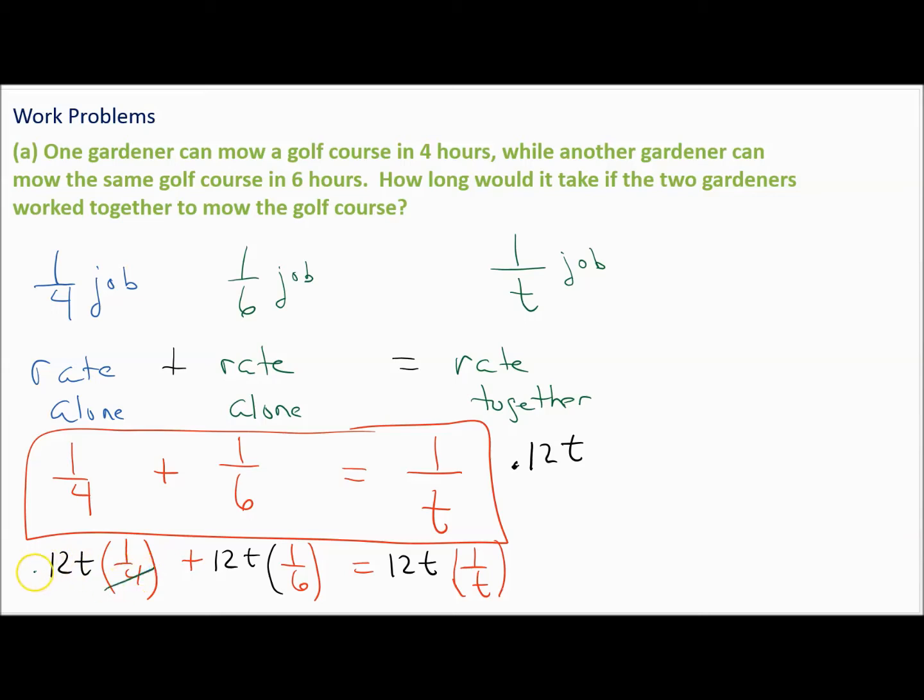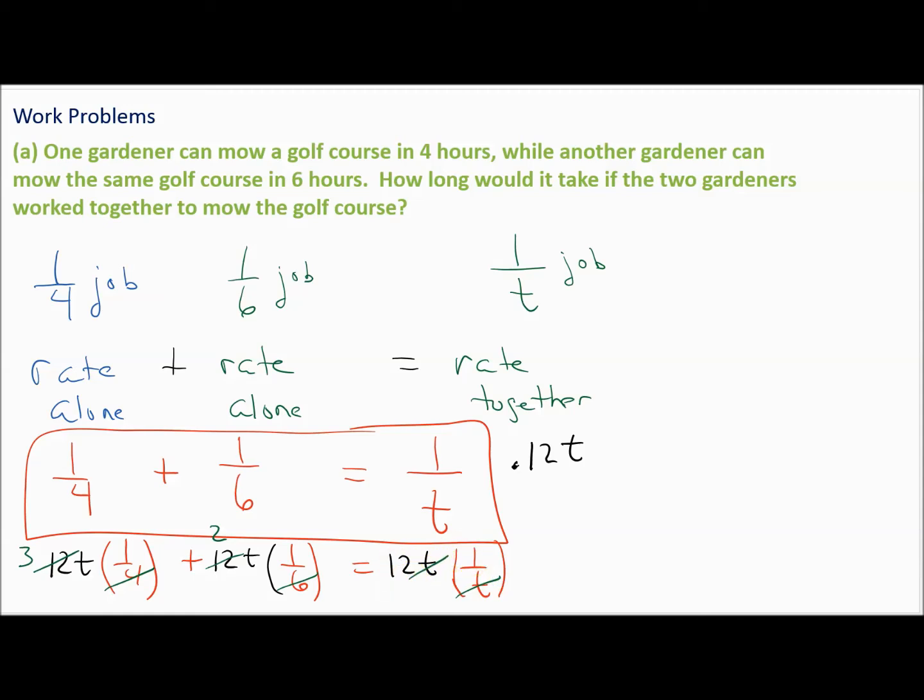Look, this 4 goes into this 12 3 times, and so when I multiply that together, that's going to be 3t times 1, which is 3t. This 6 goes into this 12 2 times. When I multiply that together, 2 times t times 1 is 2t. And then over here, this t and this t cancel, and you have 12 times 1, which is 12.